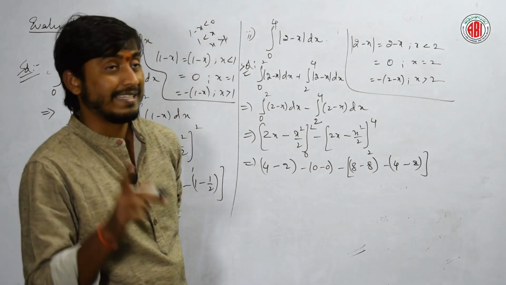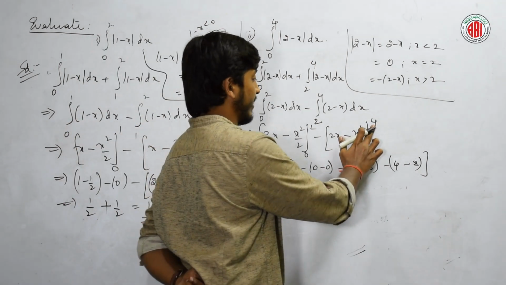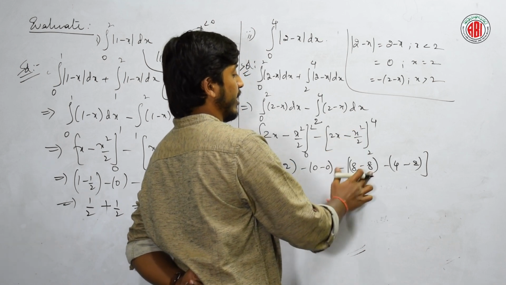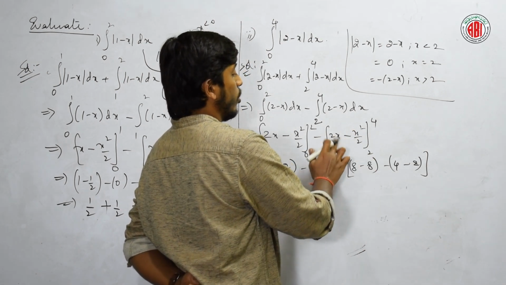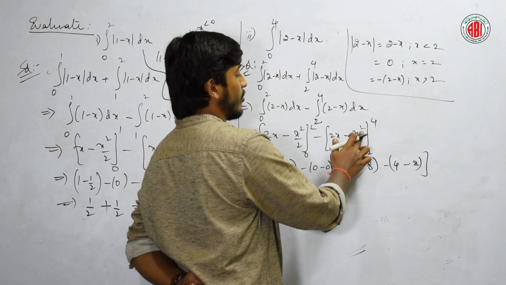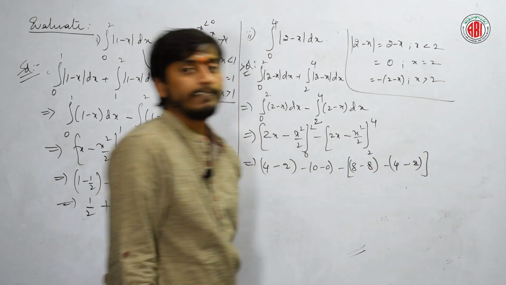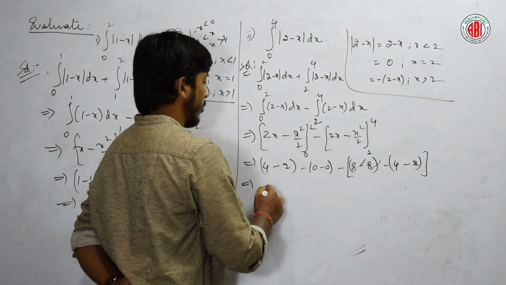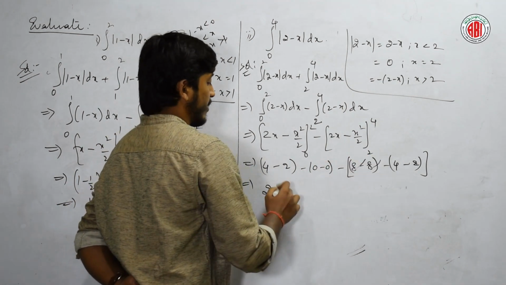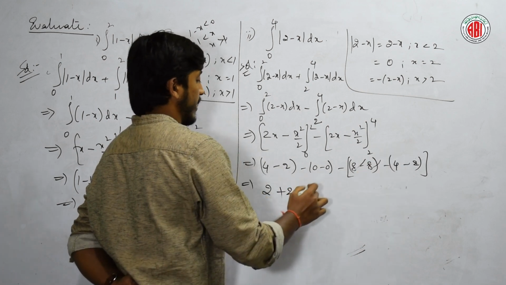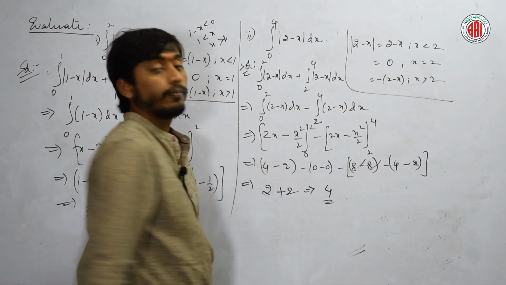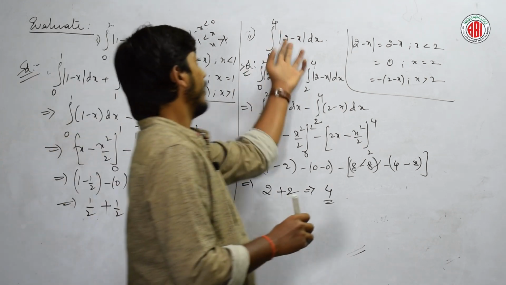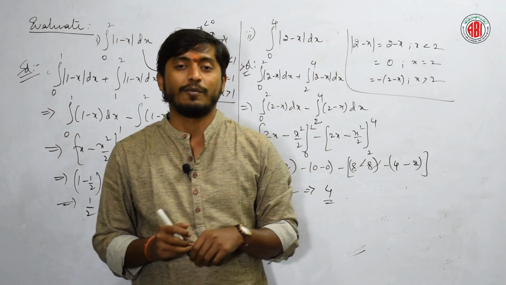Is it clear? Check once again. I am writing it directly here. Once I substitute 4: 4 2s are 8 minus 4 square is 16, 16 by 2 is 8. Next 2: 2 2s are 4. Again here 2 square is 4, 4 by 2 is 2. Clear? Now 8 and 8 will get cancelled. 4 minus 2 is 2. Minus to minus plus, 4 minus 2 is 2. Answer is 4. Is it right? No more difficulties using modulus. Clear?